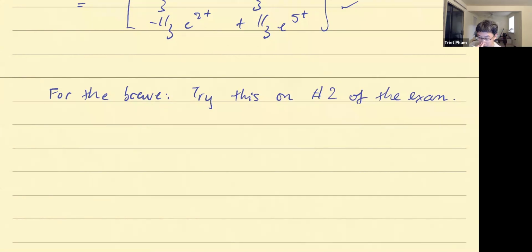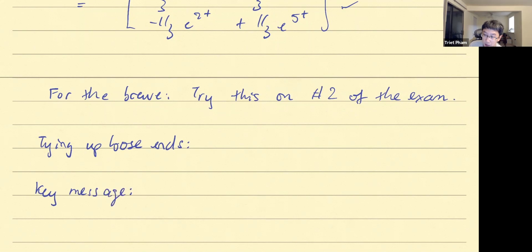Now, tying up some loose ends, okay? Meaning I want to explain why this works and that kind of thing. So first of all, again, the key message is that if you have the matrix system y prime equals Ay, the issue is, of course, A must be constant.